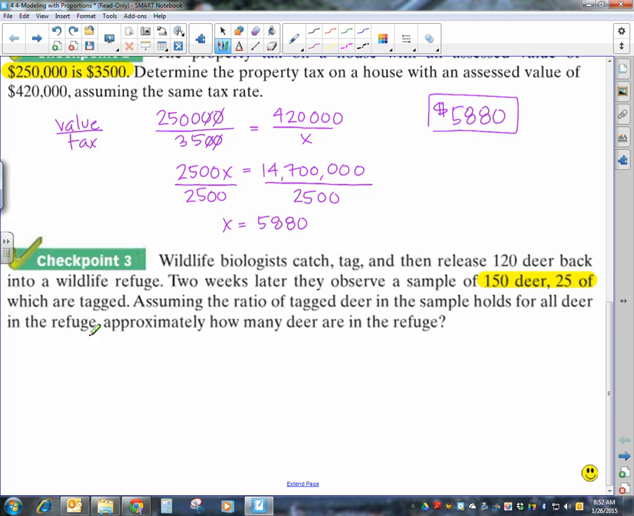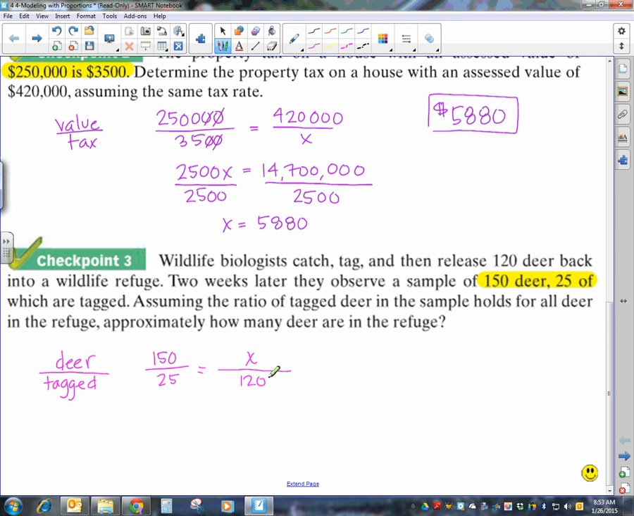So my ratio is deer to tagged. Does it matter which one goes on top and which one goes on bottom? Absolutely not. Just got to be consistent. So deer, I have 150 deer, 25 of which were tagged. How many deer are in the refuge? That means I'm looking for this number. And how many were tagged? Well, they tell you back up here at the very beginning that 120 were tagged.